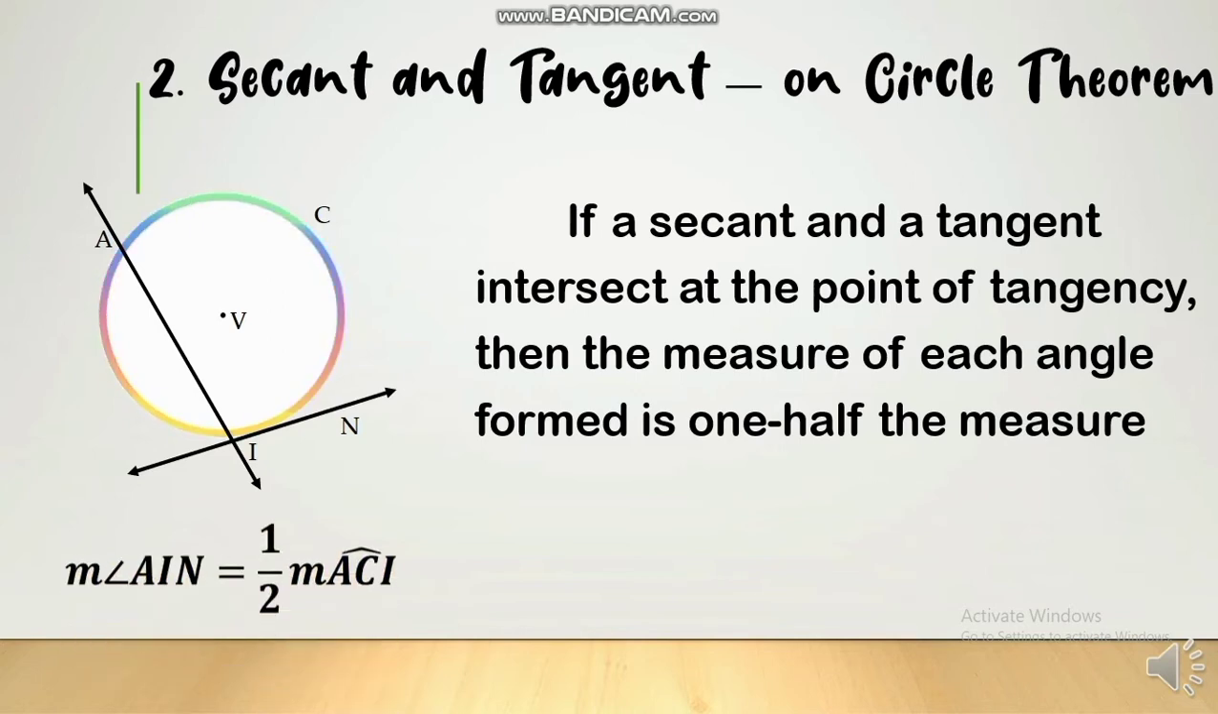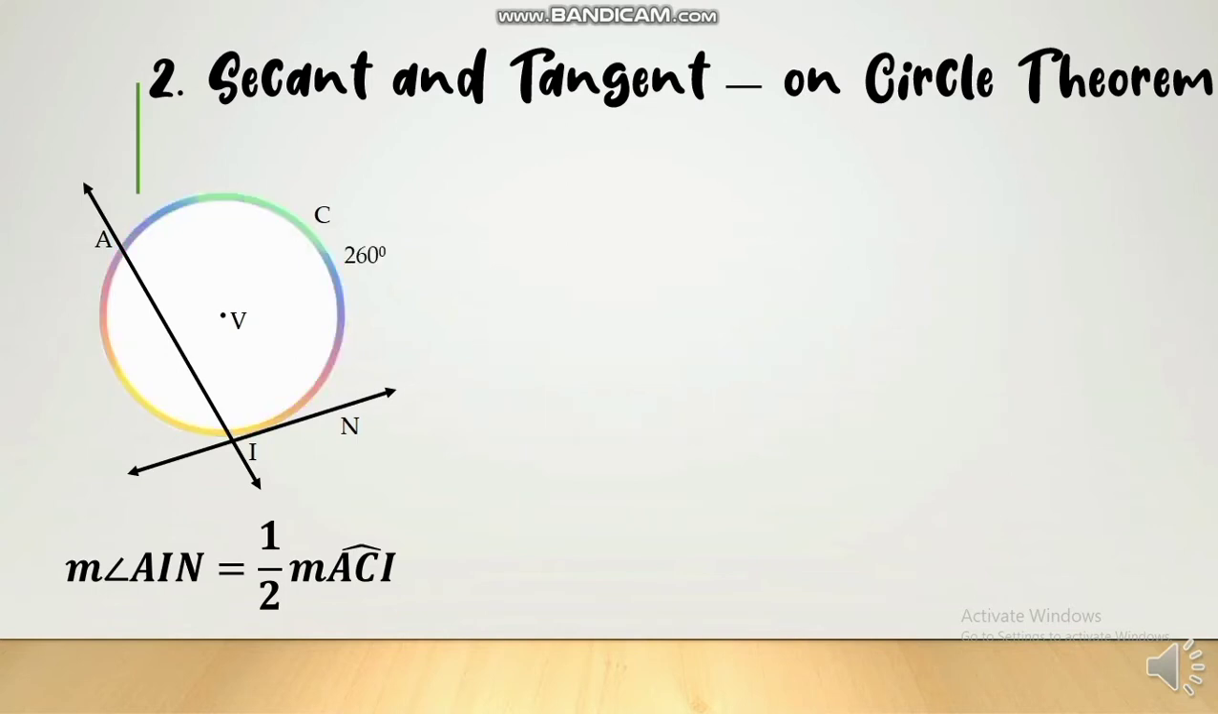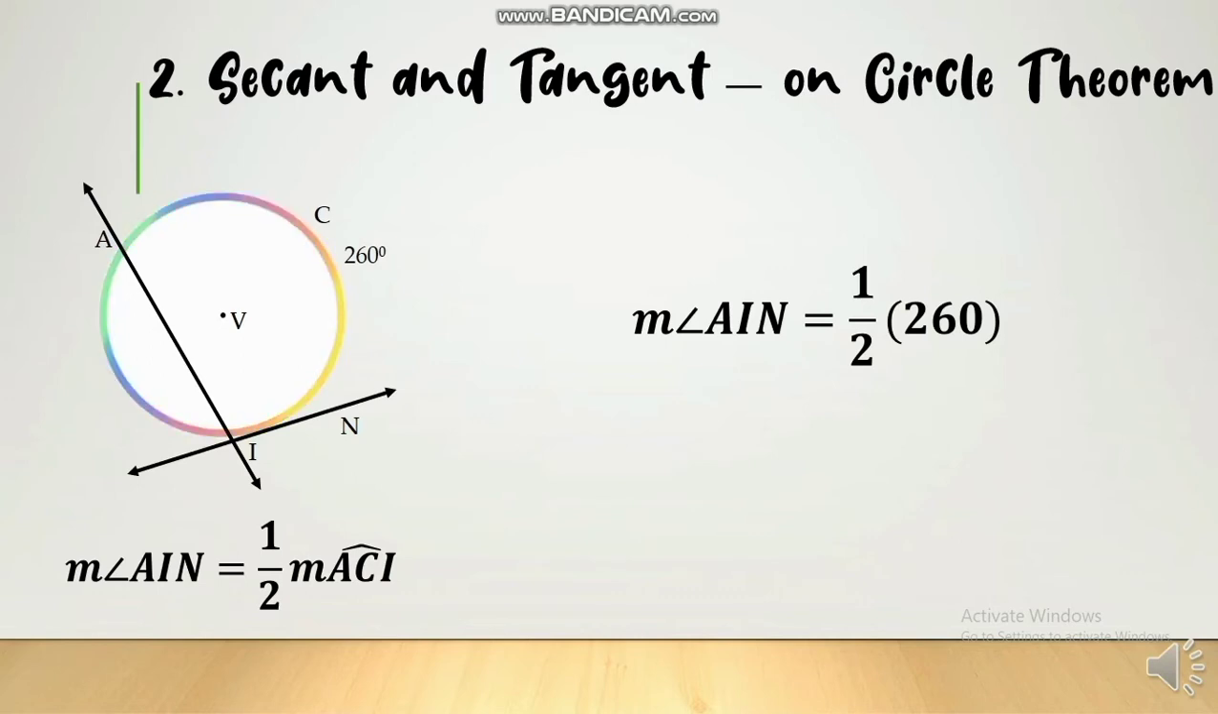If the measure of arc ACI is equal to 260, find angle AIN. So the measure of angle AIN is equal to 1/2 times 260. So 1/2 times 260 is equal to 130. So the measure of angle AIN is equal to 130 degrees.